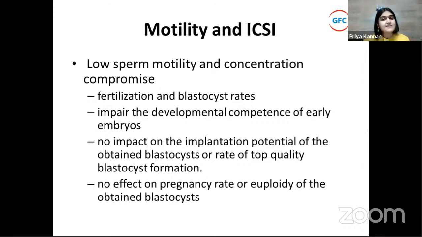Probably because, as we all know, the midpiece or the neck of the sperm is very important for cleavage, because it gives the cleavage spindle. Mainly because of that, there are lower fertilization, cleavage and blastocyst rates when the motility of the sperm is quite low. However, once top quality blastocysts are formed, the implantation and pregnancy rates are not affected by this.